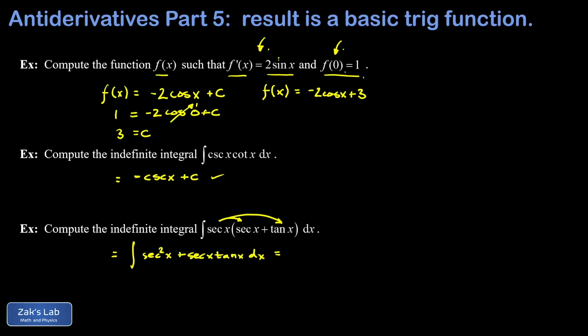So we need to get the antiderivative of each piece of this, and the antiderivative of secant squared is just the tangent function. Again, this is just because the derivative of the tangent function is secant squared. And then secant multiplied by tangent is another standard formula. That's the derivative of the secant function. So our antiderivative here is just secant x. So we end up with tangent x plus secant x plus an arbitrary constant c, and we're done.